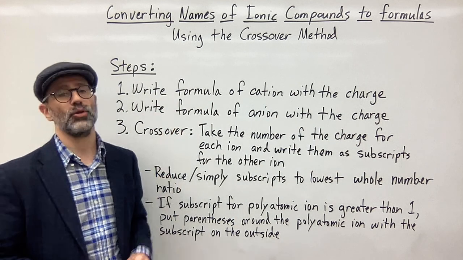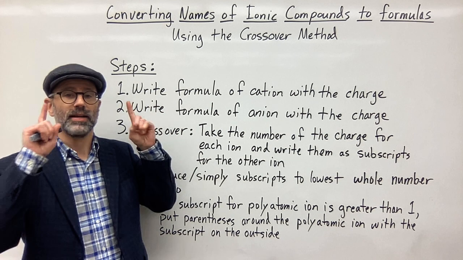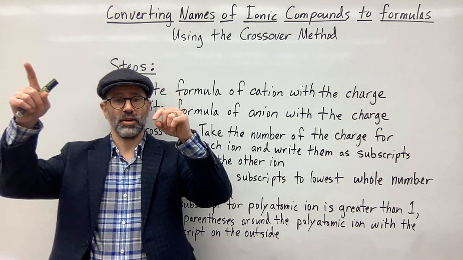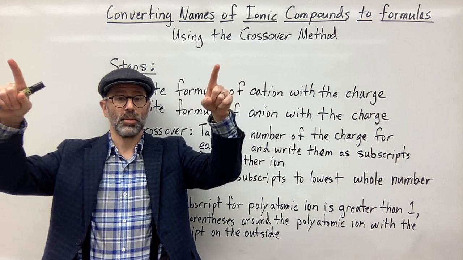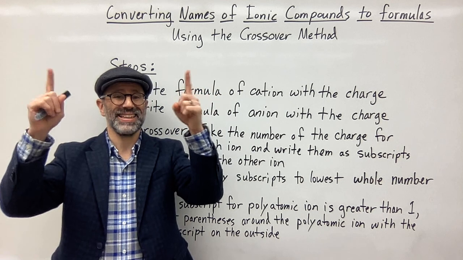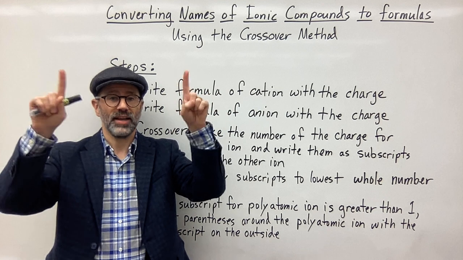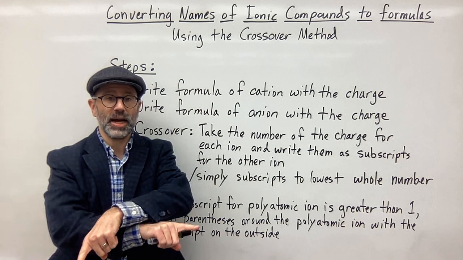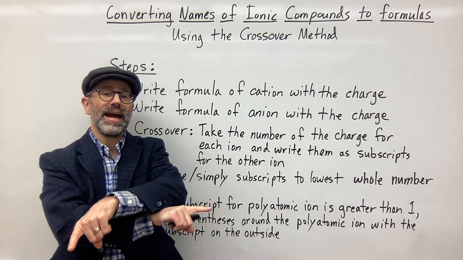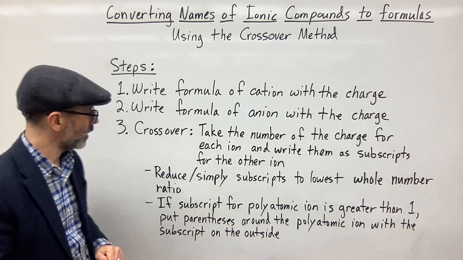Then, once you've got those written down, you're going to do the crossover. What is the crossover? That's where you take the numbers of the ions. So you've got the positive ion and the negative ion, and you've got the numbers, so maybe it's a -1 or a +2, whatever it is. You're going to take the numbers and ignore the plus and minus. The plus and minus don't matter. You're just going to take the numbers and crisscross them down and write them as subscripts for the other element. So that's what it says here.